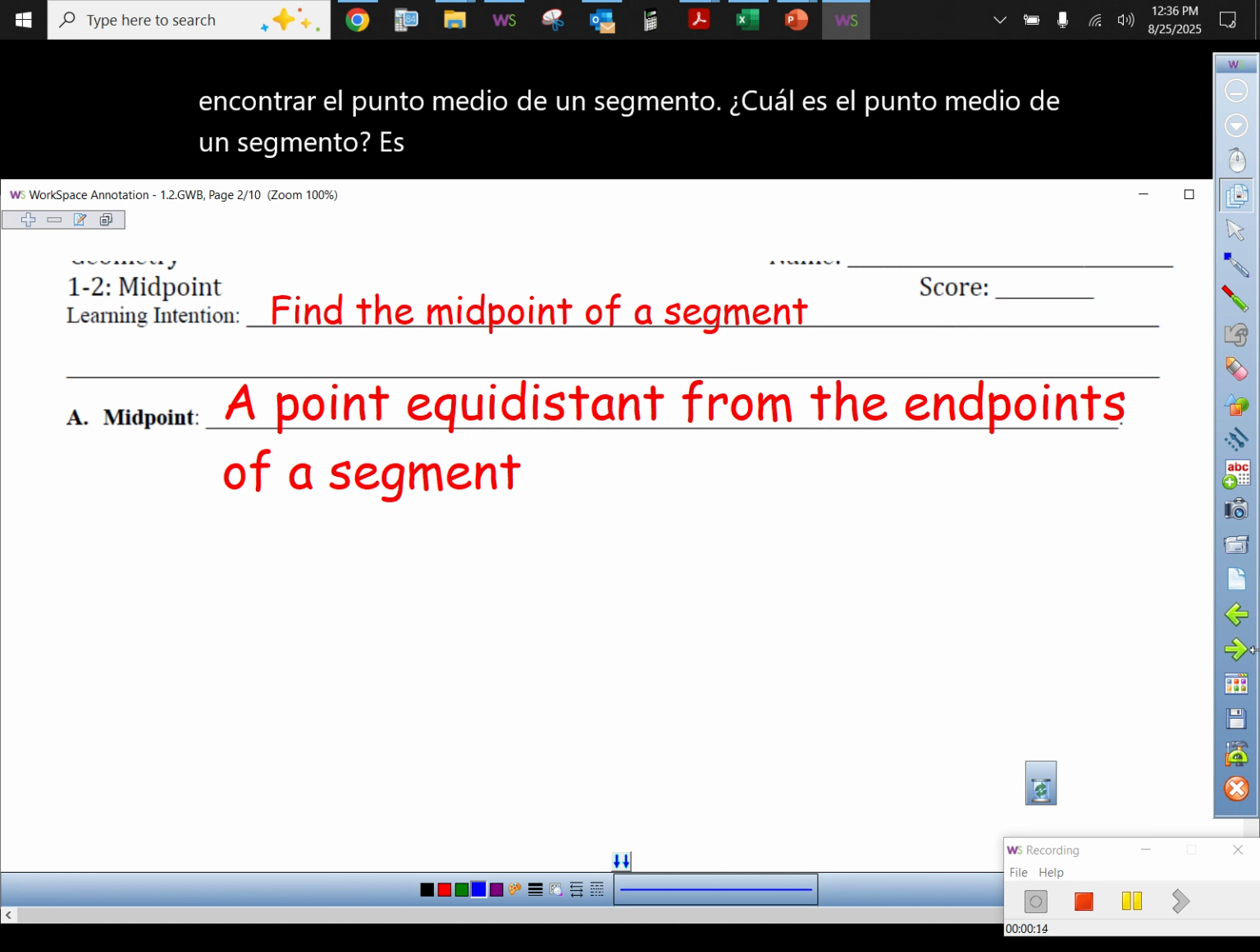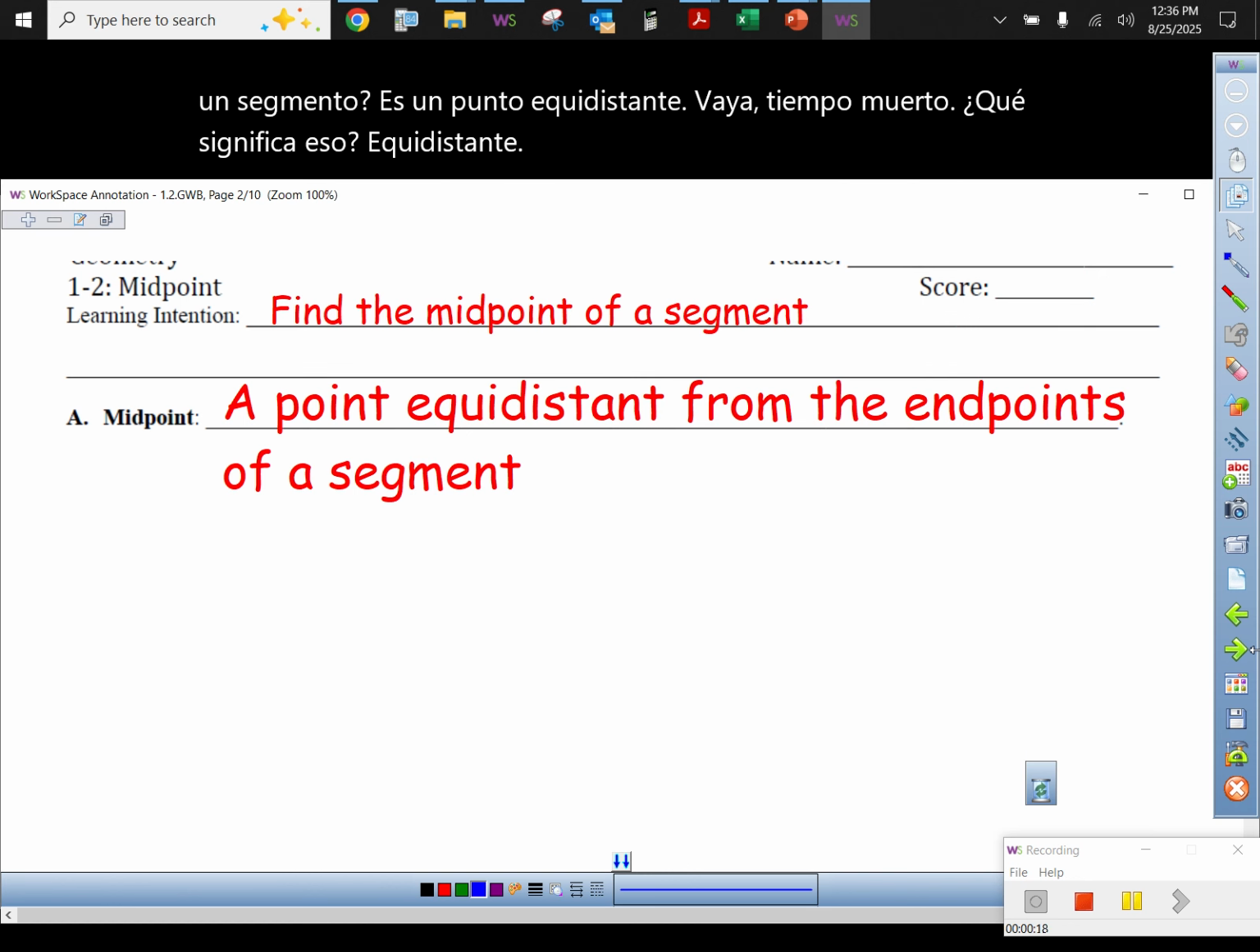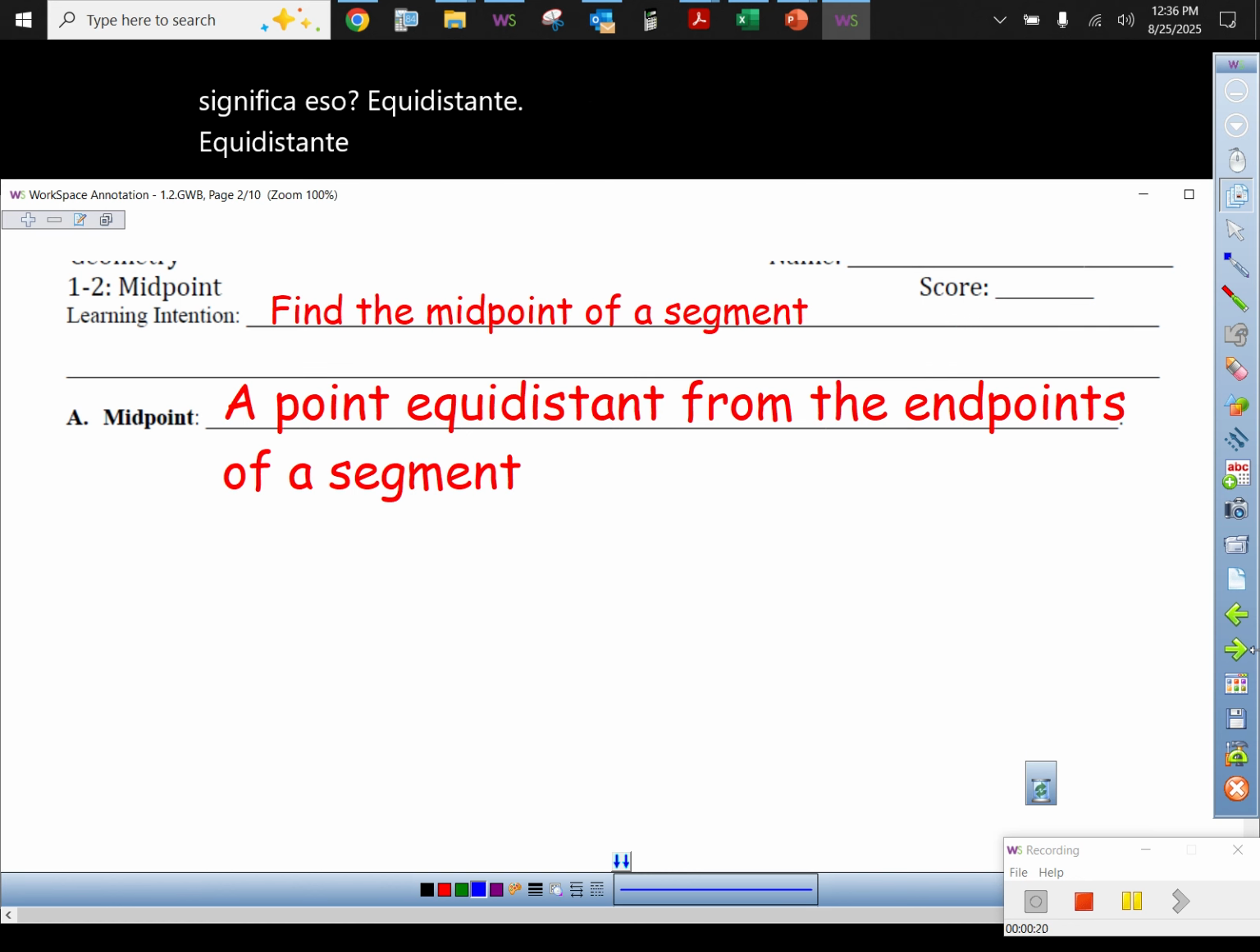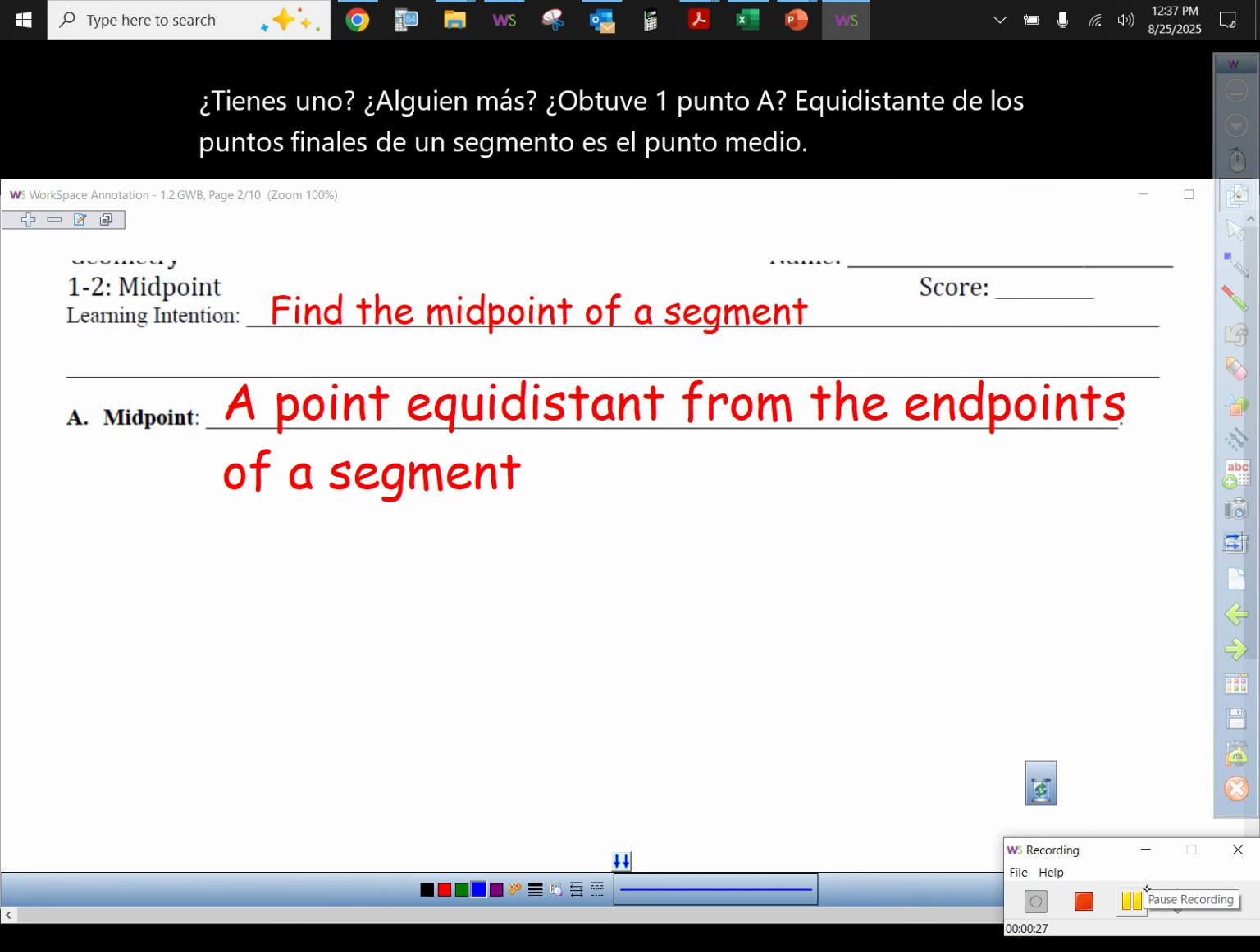Whoa, timeout. What does that mean, equidistant? Equidistant means what to you? Equal distance, right? A point equidistant from the endpoints of a segment. A point equidistant from the endpoints of a segment is a midpoint.